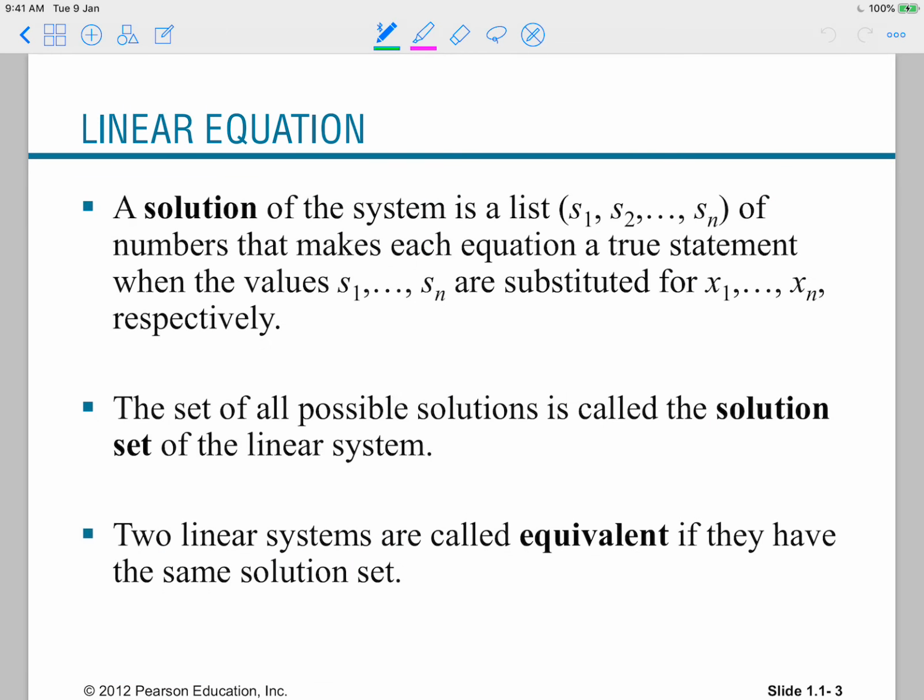Okay, so the solution set of a given linear system is the set of all the possible solutions. Not just one single solution, but the solution set should include all the possible solutions. And previously we saw two different examples, where we have one single solution or infinitely many solutions. And also there are some other cases where we have no solutions at all, right?